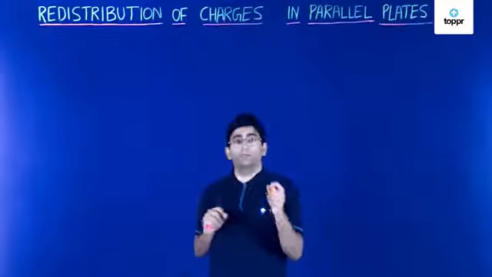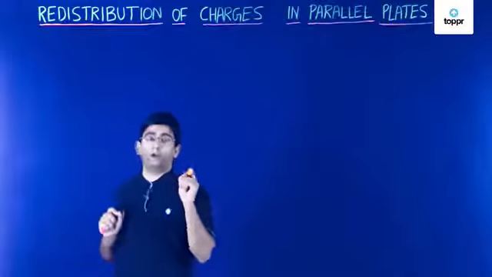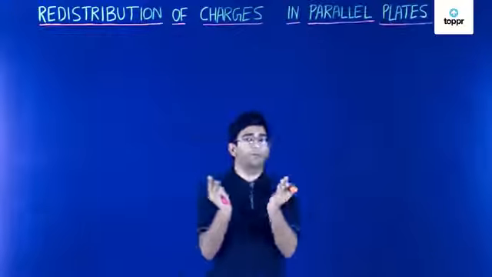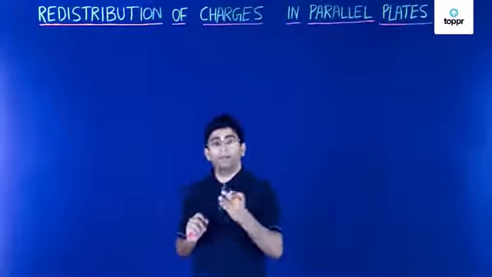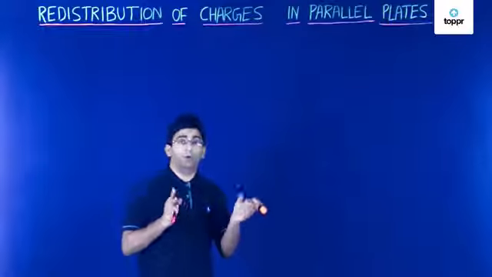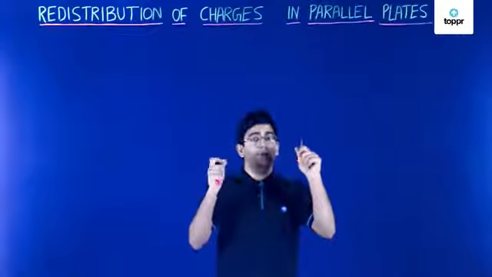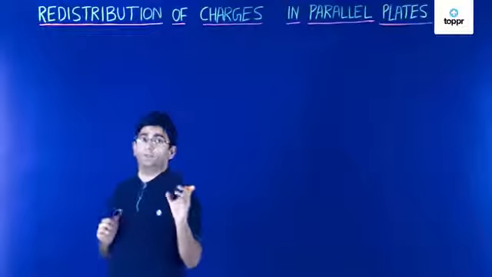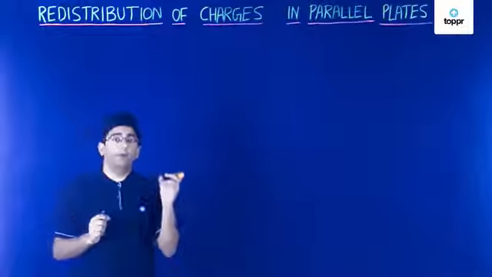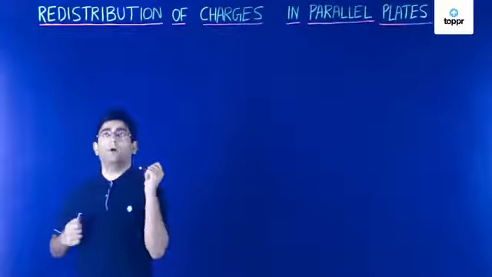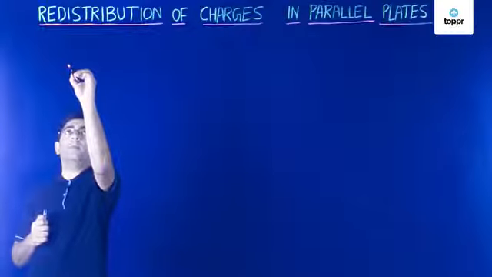Now that is because whenever a conductor is given a charge Q, the entire charge Q goes to the outer surface of the conductor in such a way that the electric field inside the body of the conductor becomes zero. Because of that reason, whenever there are two plates and they are given charges, they will redistribute in such a way that the electric field at the points which are inside the plate will become zero. Now let's try to understand this diagrammatically.